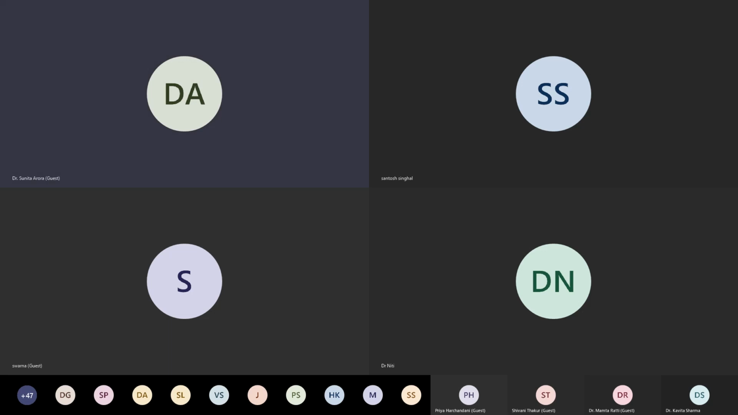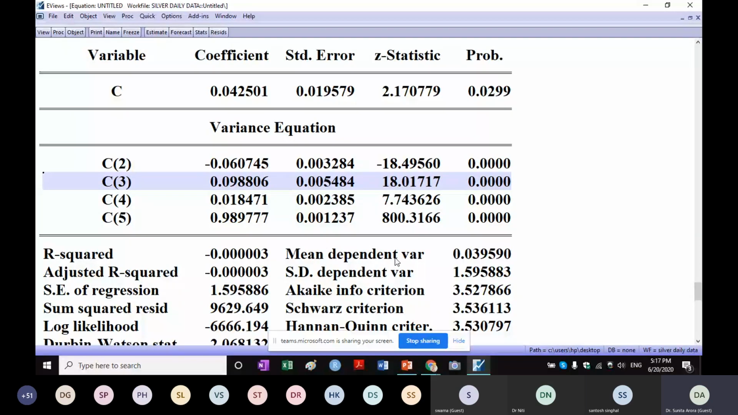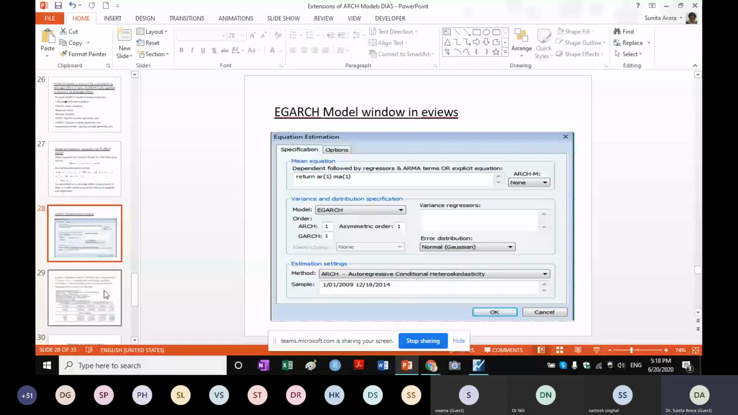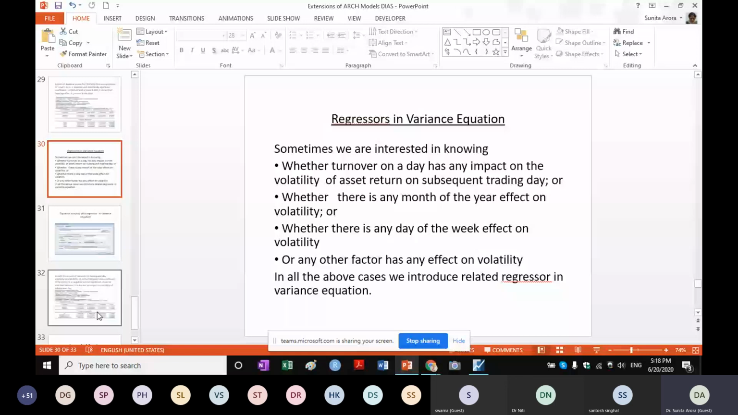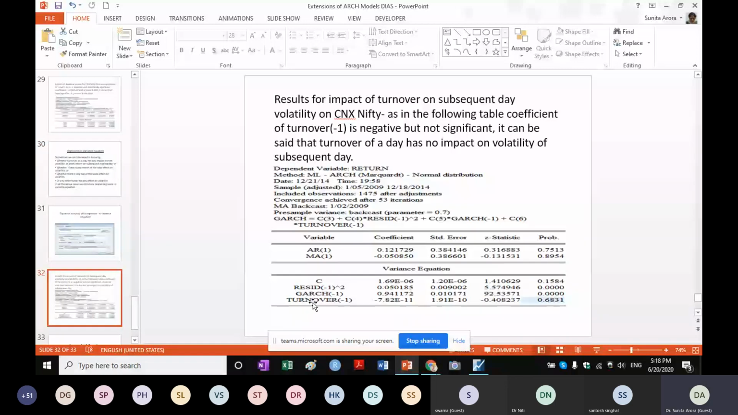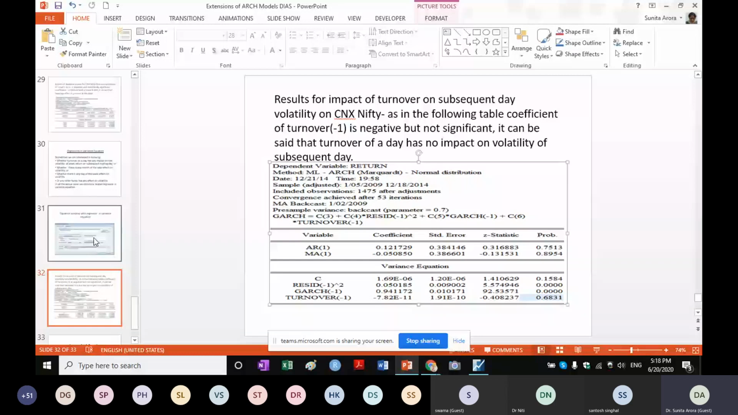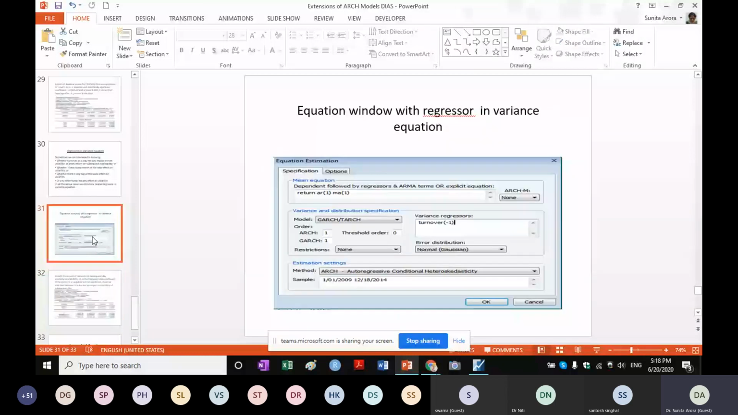Variance regressor. Yes, variance regressor. I am sharing my screen. For example, we want to check whether, I think I have shown in the presentation, there is any impact of day of the week, any impact of turnover -1. Clear? That means the previous day's turnover, whether it was high or low, impacts our volatility or not. This is the screen. I think it's visible.